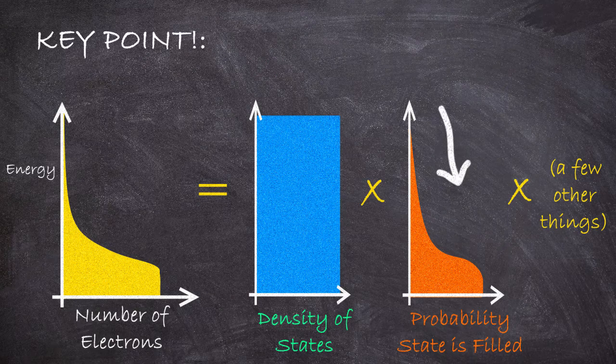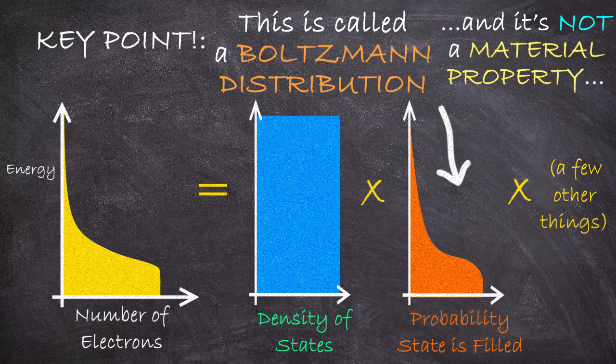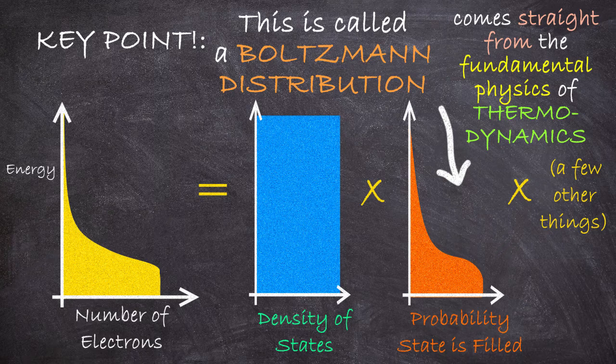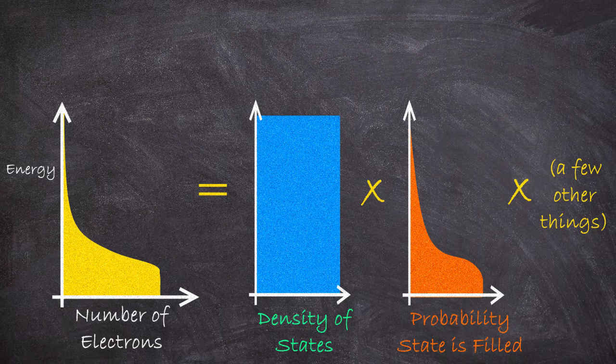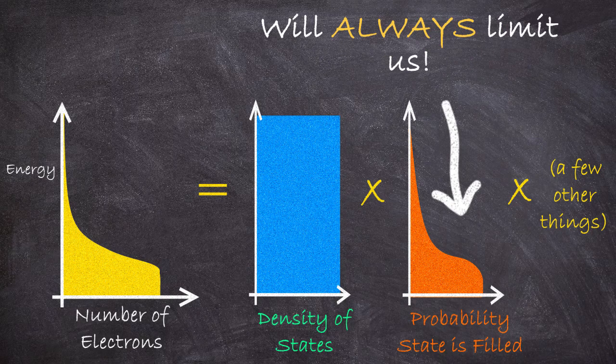This probability distribution must follow what is called a Boltzmann distribution. This is where the word Boltzmann and Boltzmann's tyranny comes from. But this distribution isn't a material property. The Boltzmann distribution comes straight from the laws of thermodynamics themselves. We don't control this, and there is no way we could control this. This just comes from how heat and thermodynamics works. And because no matter what we do with these material properties, it will still be there, it puts a limit on how much we can shrink a transistor.